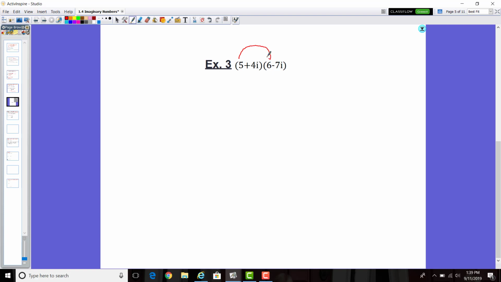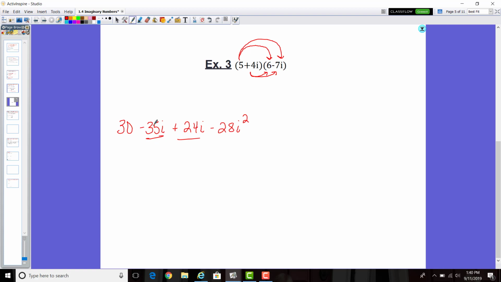So our first terms are 5 and 6. That gives me 30. My outside terms are 5 and -7i, which is -35i. My inside terms are 4i and 6, which is +24i. And my last terms are 4i and -7i, which is -28i squared. We've multiplied, now we need to simplify.